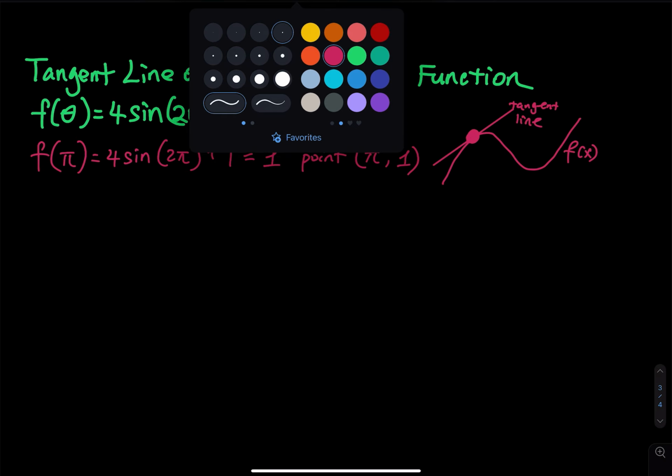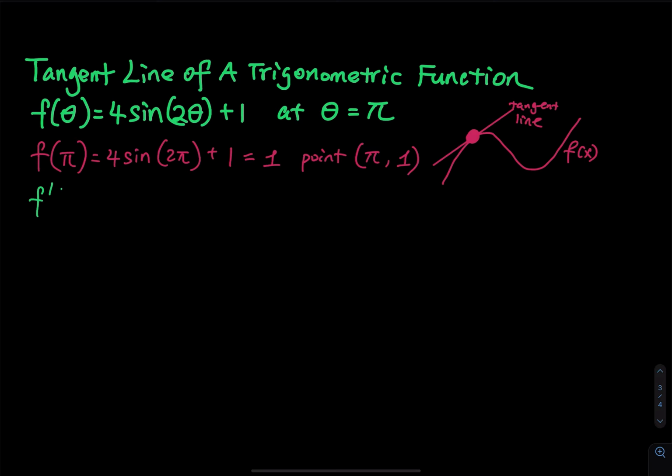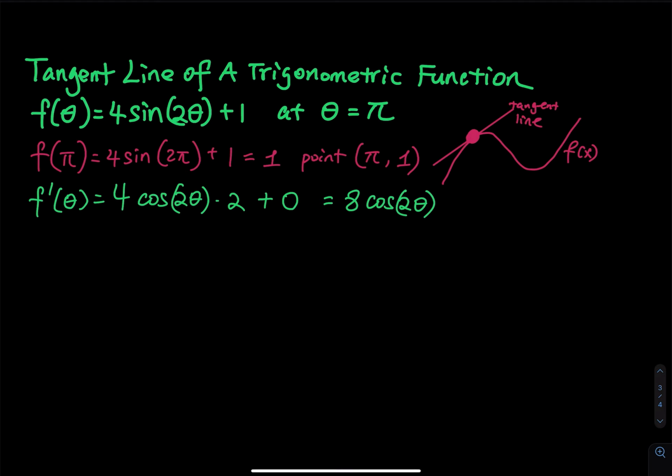To find the slope, you have to take the first derivative. So f prime of theta is cosine of 2 theta, right? And then times 2 by chain rule, and then the 4, no change. The derivative of 1 is equal to 0. So that gives you 8 cosine of 2 theta. What is this? This is the first derivative. This is one function to describe the slope of the given function at any x value. The given function is a curve, and this function describes the slope of the curve at any x value.